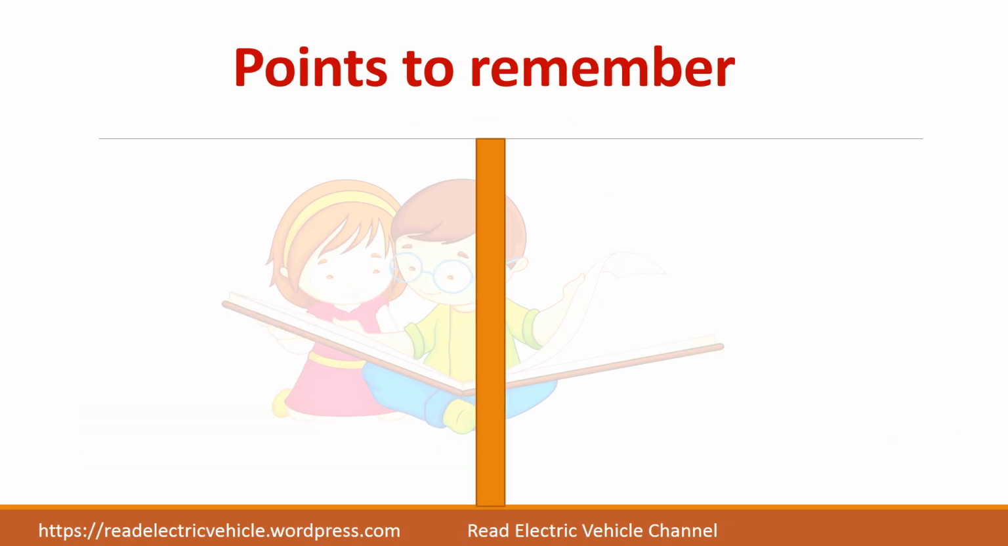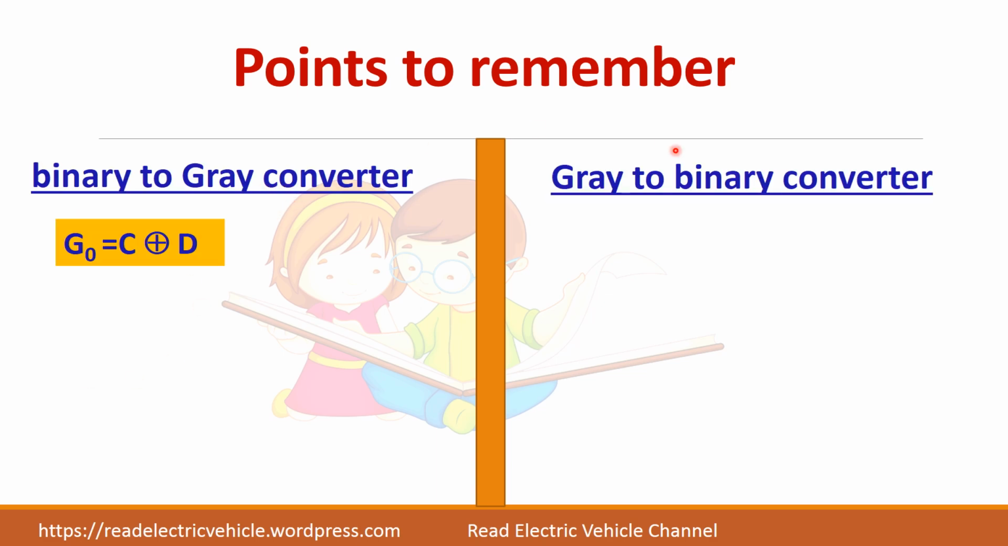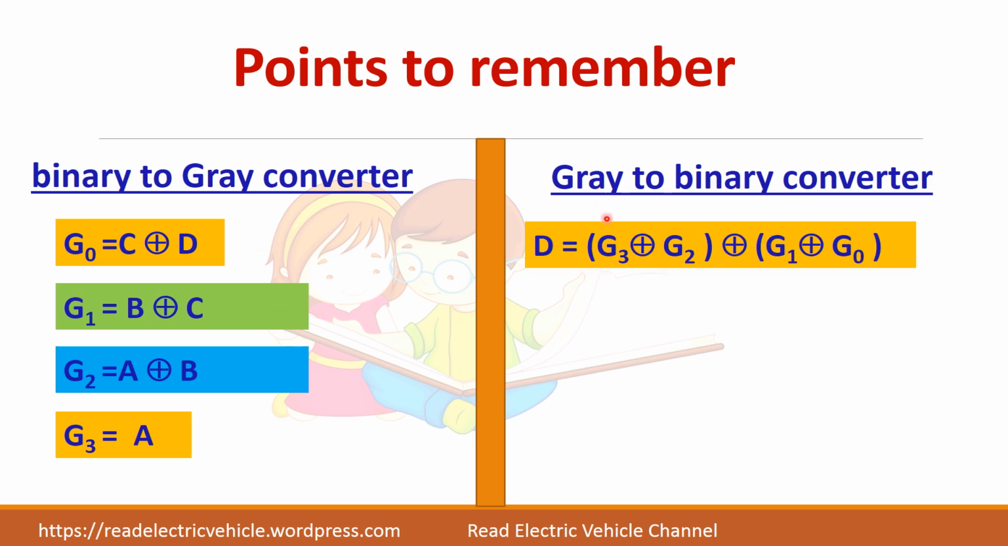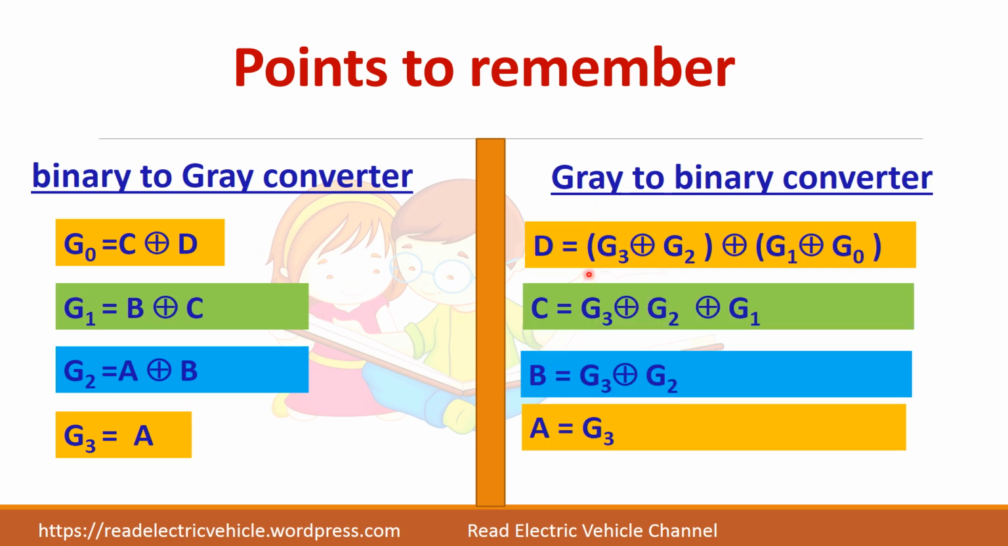Let us recall the points we have got. Binary to gray code converter and gray to binary converter we have seen. So we got the variables like this. In both the cases exclusive OR gate is used.